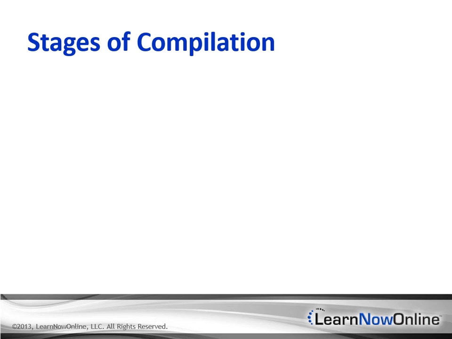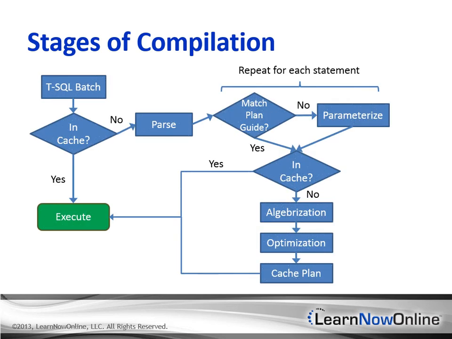Compiling a query involves three stages: parsing, algebraization, and optimization. The process transforms the logical T-SQL code you write into the physical operators that define the steps that SQL Server will perform to execute the query and return results. And so this shows you a very high-level view of the entire process.